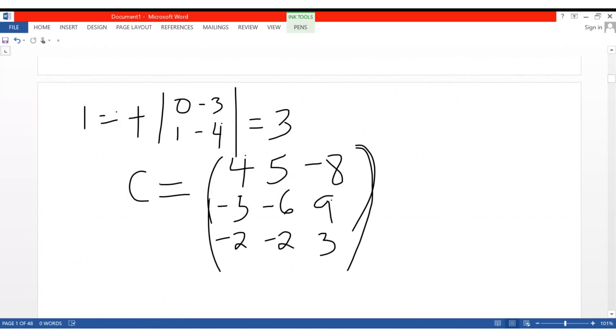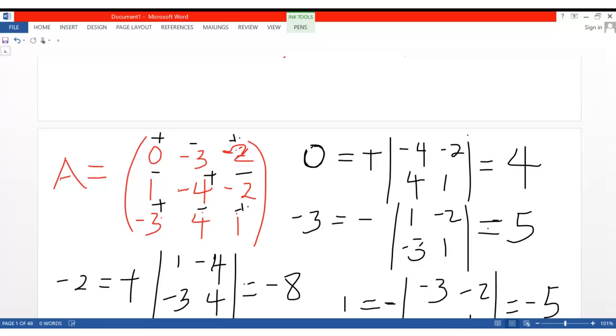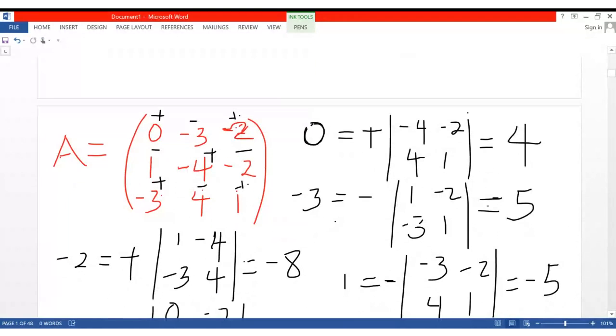So you must be able to get the matrix of cofactors first of all if you want to get the inverse, by blocking for each and every element. For each and every element, you block with the signs. The signs are very, very important, the positive, negative, like that.